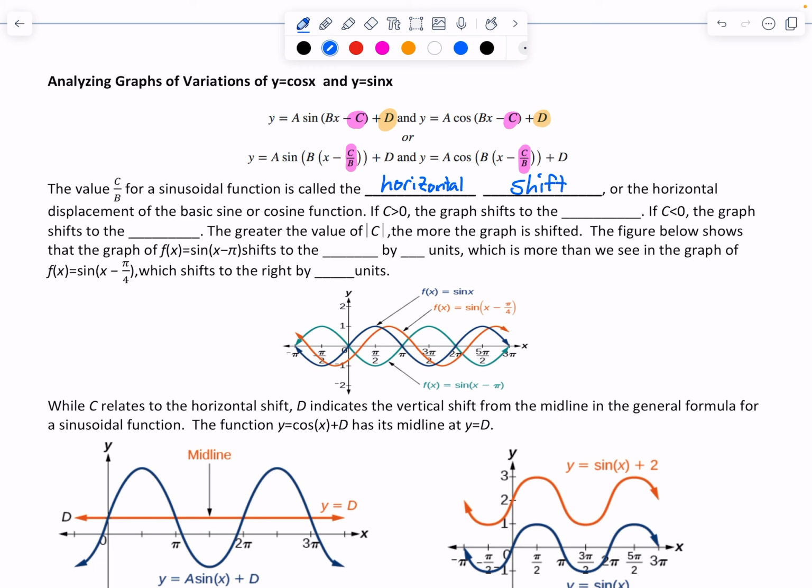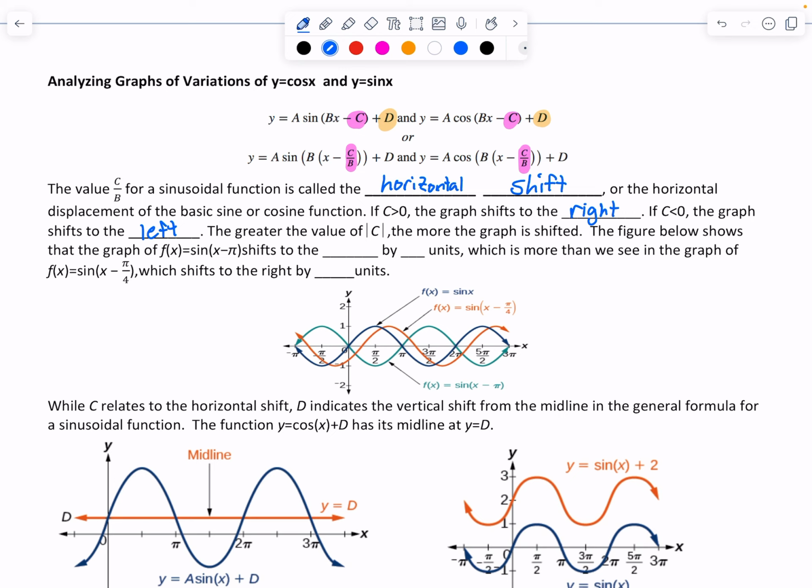If c is greater than 0, the graph shifts to the left. Actually, the way it's written, because it says minus c, that would be opposite. It's to the right. I'll show you what I mean because this gets a bit confusing. Just like in PreCalc 1, it has the same idea. If c is less than 0, it shifts to the right. Left, sorry, it can't be both, right? I'll show you why that's kind of getting confusing the way that's written.